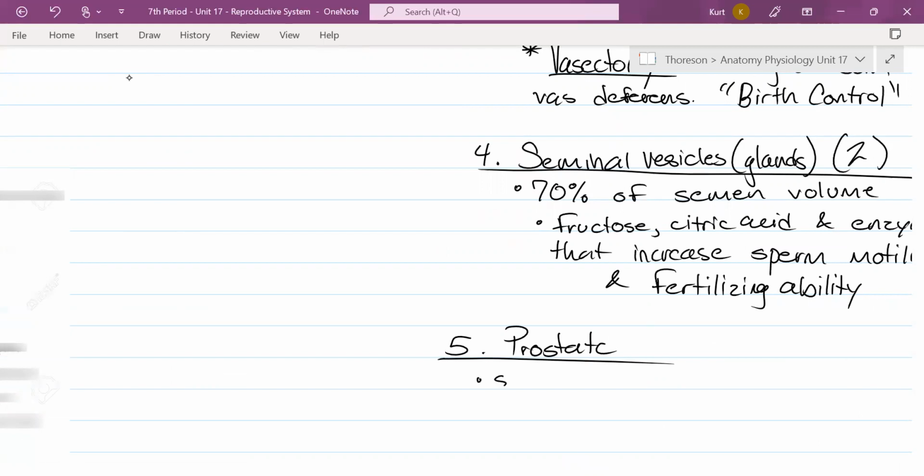The prostate's secretions activate sperm. It accounts for 1/3 of semen volume.